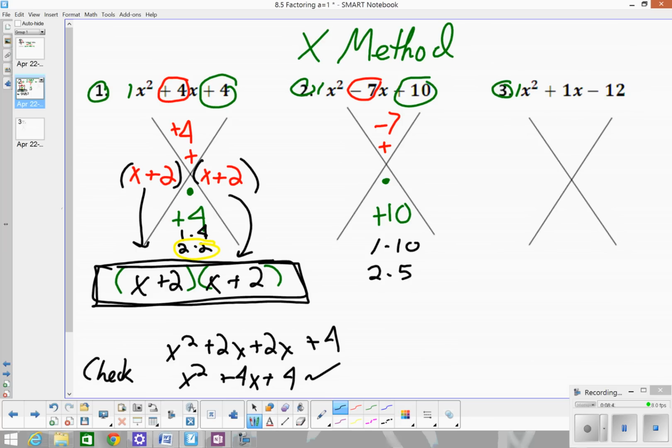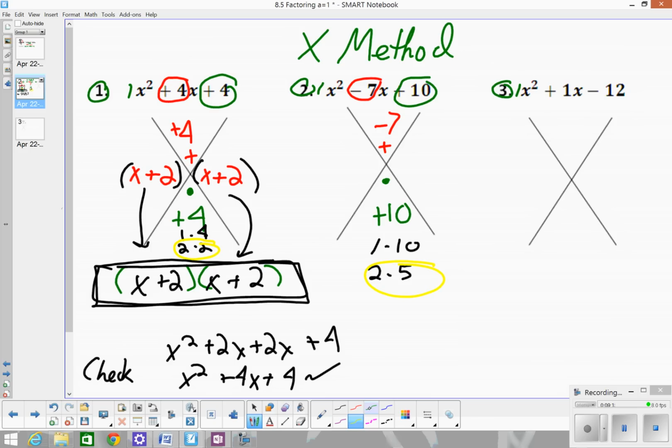Now, the only difference here is that whenever it's an addition, it's a little bit easier. Now, when one of them is subtraction or negative, you have to kind of think of how can I create a 7? Can I make a 7 from a 1 and a 10? No. Can I make a 7 from a 2 and a 5? I can make a 7 from a 2 and a 5. Okay, so 2 and 5, those are going to be my factors.